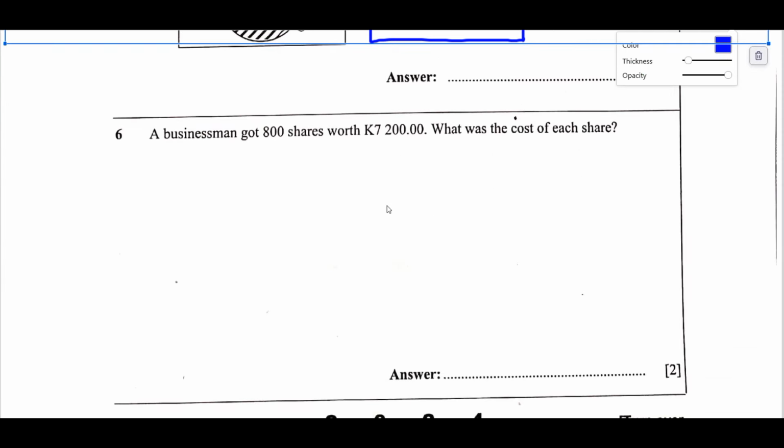We move on to question number 6. A business got 800 shares worth 7,200 kwacha. What was the cost of each share? So we want to find the cost of each share.